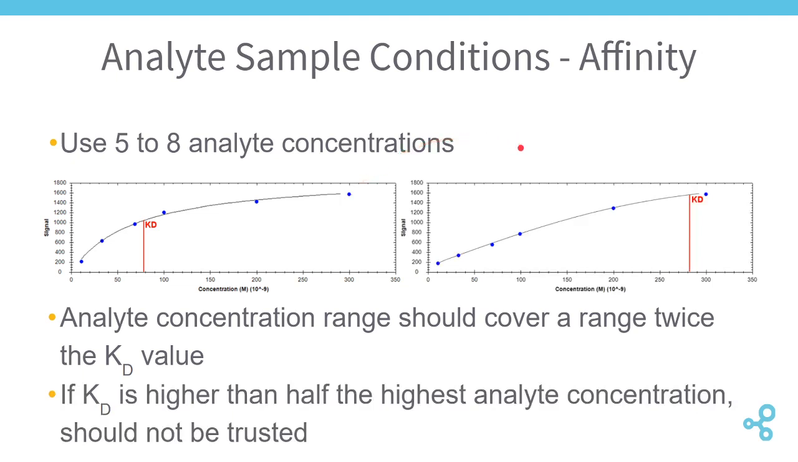If, for instance, your graph looks something like this, where the line's almost linear as opposed to curved, and the KD value that's calculated is at the top end of that analyte concentration range, then we wouldn't put as much faith or trust into that KD value. We would recommend repeating the experiment and including some concentrations that are higher than what we used. So I would use 4 or 5 of those concentrations and add 3 more that are higher, just to ensure that we're getting the right KD range for our experiment.